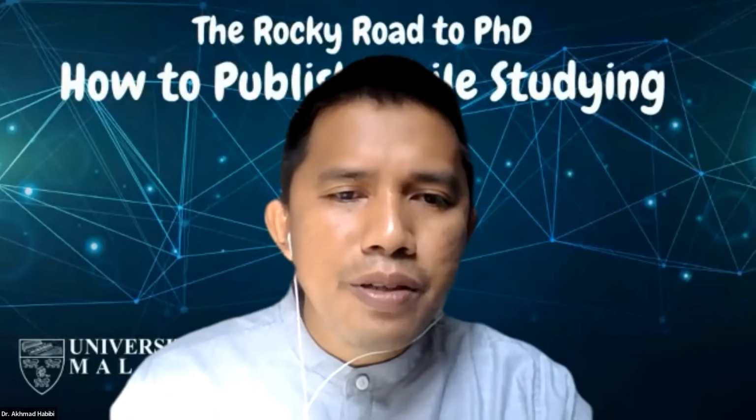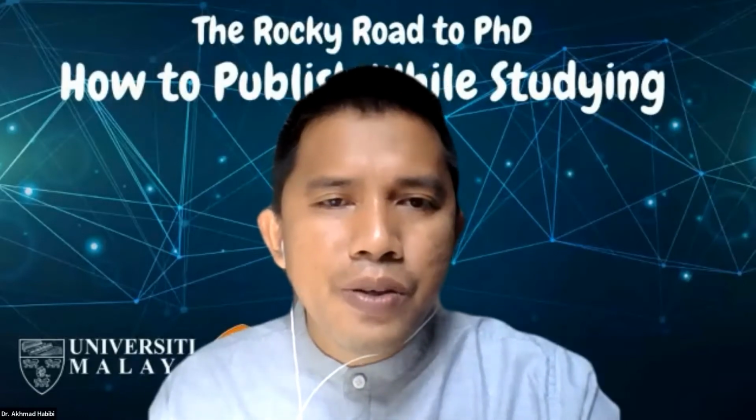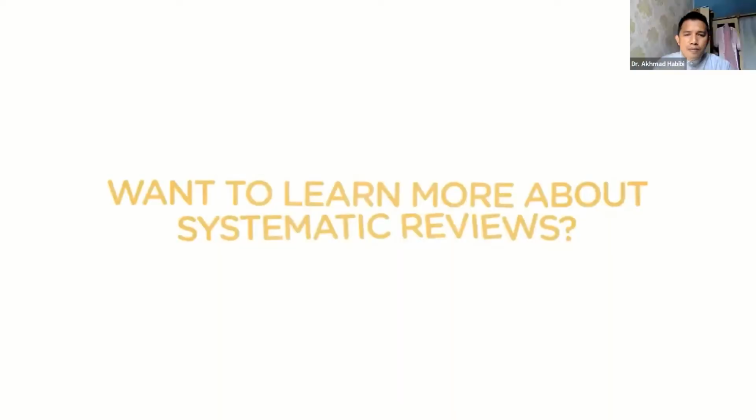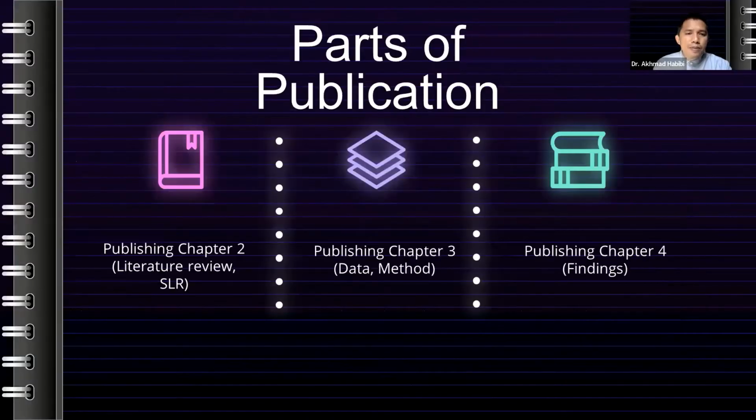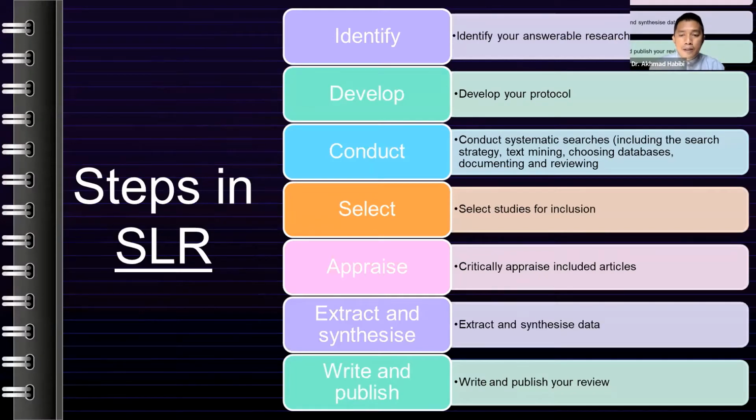That's a 3-minute video about systematic literature review. So this is commonly in part 2 or chapter 2 of our thesis or dissertation. So these are the steps that have been explained by the video: identify, develop, conduct, select, appraise, extract, synthesize, write, and publish. So this is a sample of a literature review paper that I would like to share.